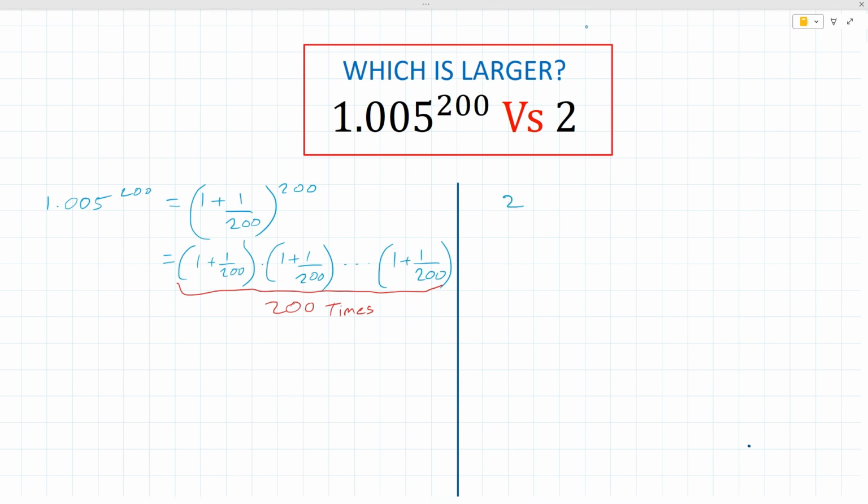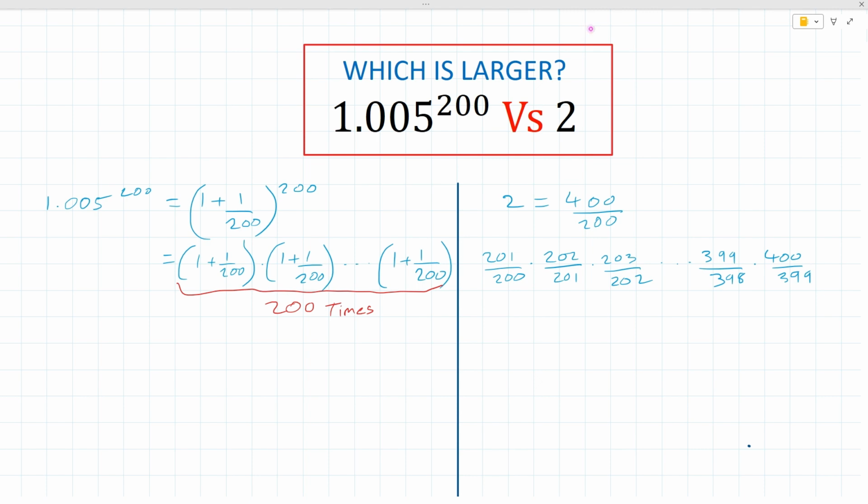Now the number 2 we can rewrite as 400 divided by 200, as 400 divided by 200 is 2. And we can do something pretty smart here. We can say that this is 201 over 200 times 202 divided by 201 times 203 divided by 202, and then times, we could say, 399 over 398, and finally 400 over 399.